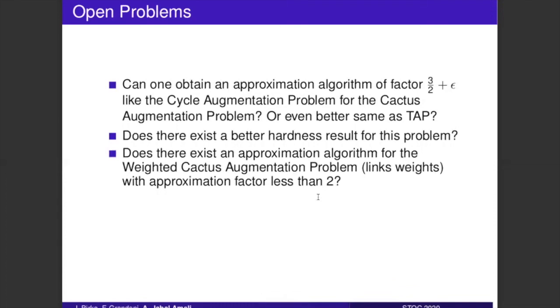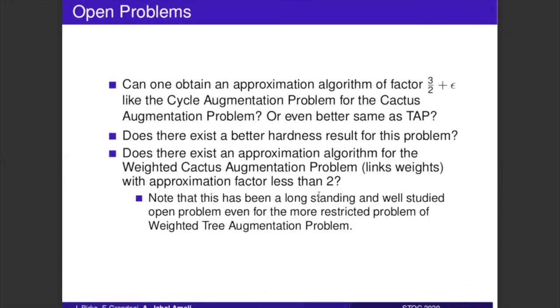Finally, consider a variant of this problem in which the links have weights, and instead of finding a subset with the minimum cardinality, we are interested in finding a set of links with the minimum total cost. For this problem, which we call the weighted cactus augmentation problem, is it possible to come up with an approximation algorithm of factor less than 2? Note that this must be difficult since the well-known weighted tree augmentation problem is a special case of this problem, and weighted TAP has been standing at the barrier of 2 for a long time.